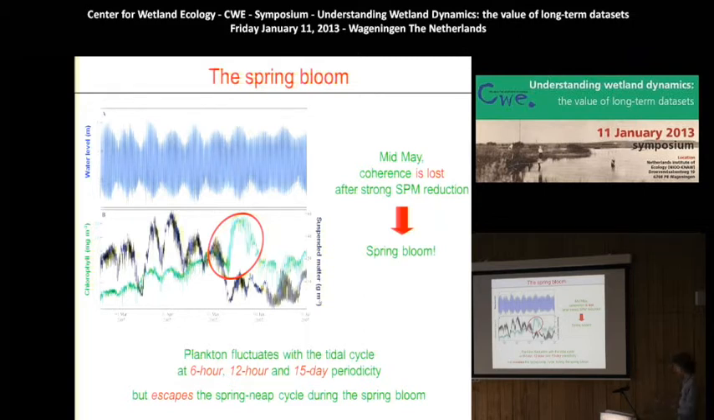So if I summarize these data, we have plankton that fluctuates with the tidal cycle at the 6-hour, 12-hour and 15-day periodicity. So they're all neatly in phase with the tidal cycle at these three different periodicities, but the plankton escapes from the tidal mixing during the spring bloom.